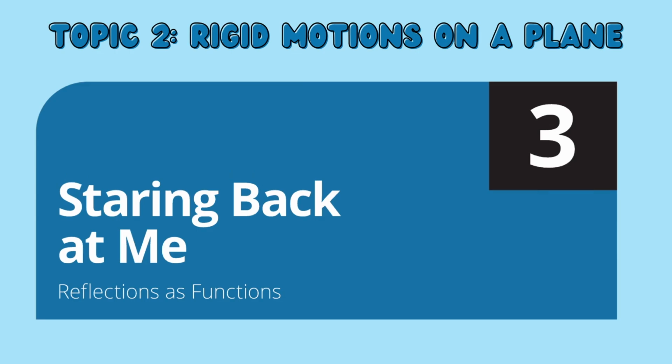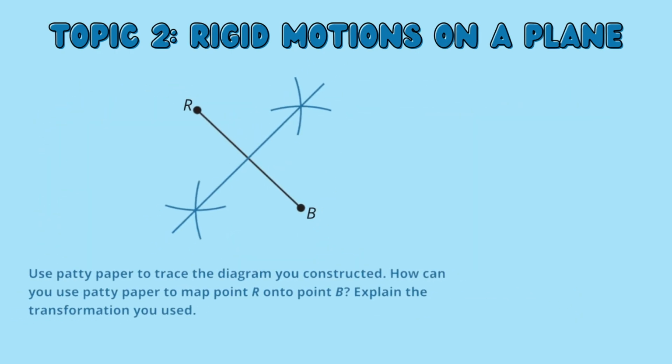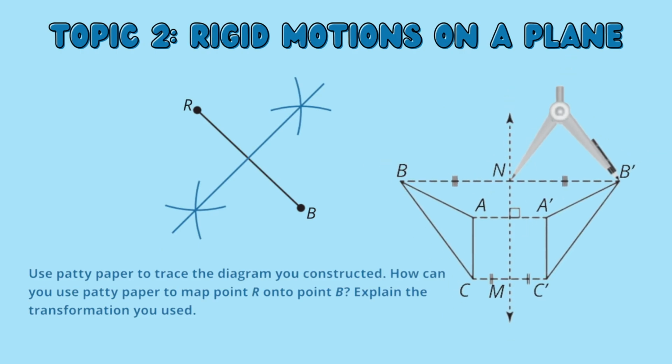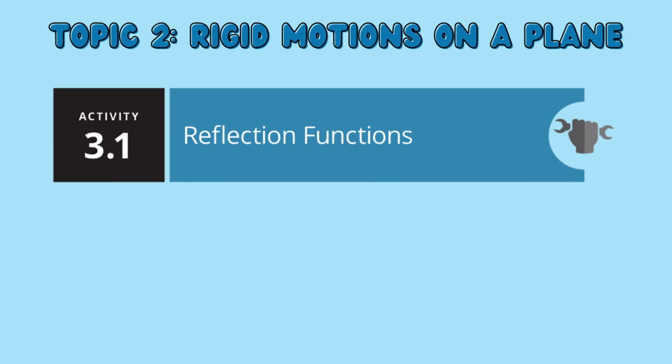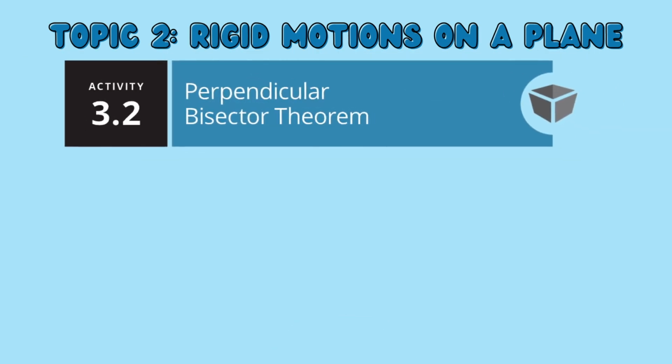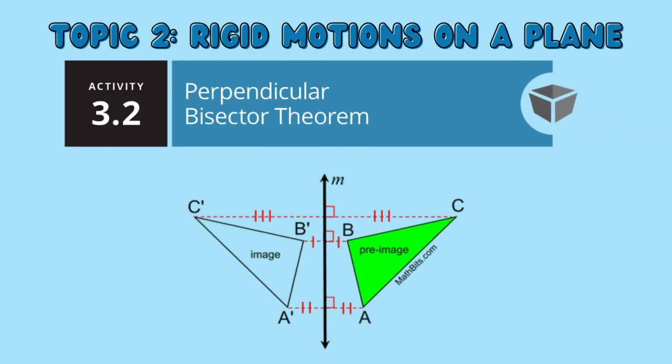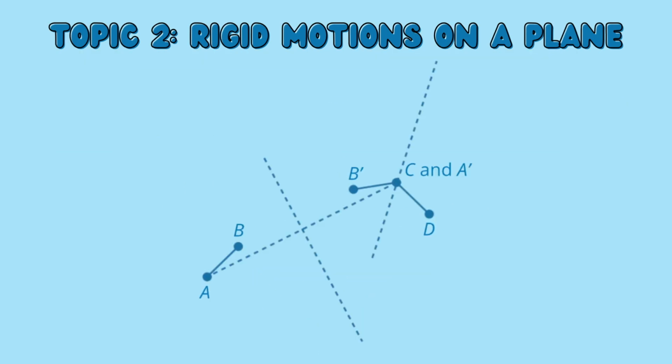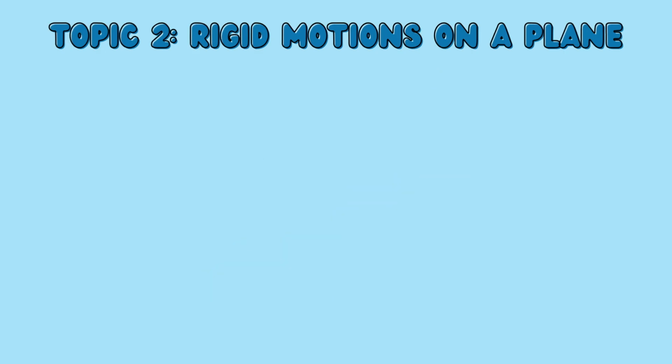Lesson 3, Staring Back at Me, Reflections as Functions. This is where students will investigate reflections in the plane using patty paper and constructions. They will then describe reflection transformations as functions that take points as inputs and output reflected points. They will then identify reflections as points equidistant to the perpendicular bisector of line segments connecting the pre-image and image points of the reflection. This lesson ends with students specifying a sequence of translations and reflections that will carry a figure onto a congruent figure.